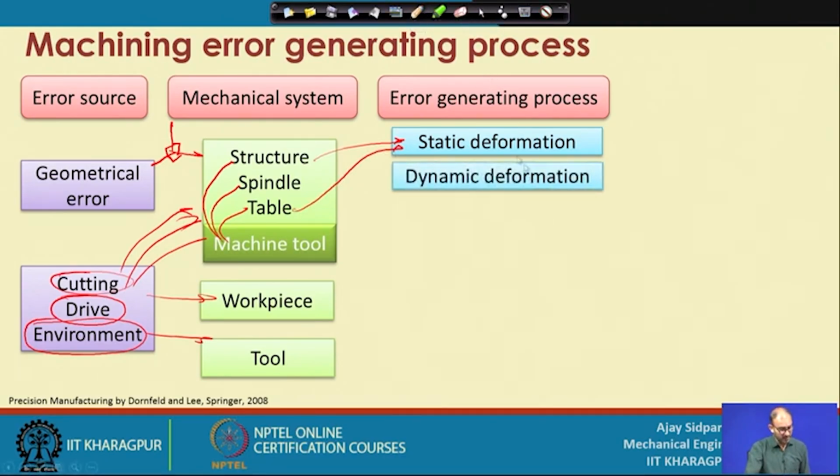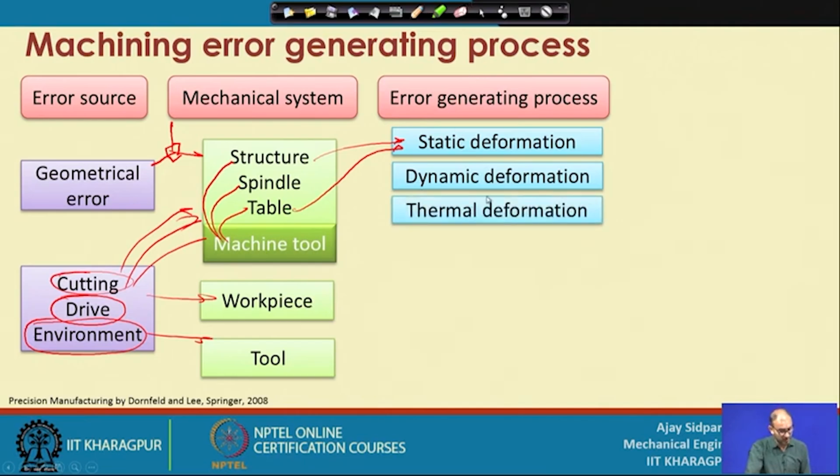Then dynamic deformation, when your machine is in operation, you are cutting a workpiece by a tool and it is in a dynamic situation. So, now forces occur, vibration occurs, and how your machine tool will tackle those types of dynamic situation depends on what the error is during the dynamic deformation.